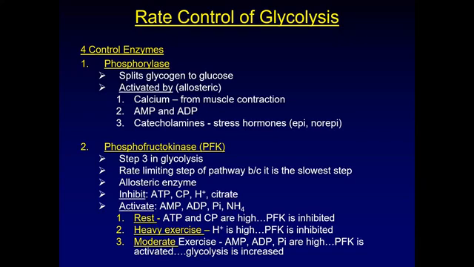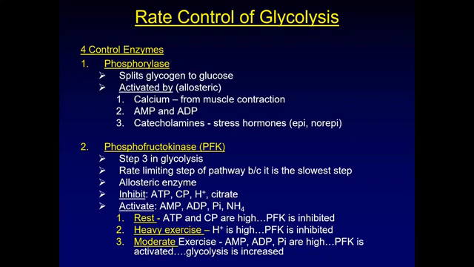That's our first control. If we blocked the effect of these things on phosphorylase, we would not break down as much glycogen, we would not feed as much glucose into glycolysis, and therefore glycolysis would not speed up. It would not give us as much energy.